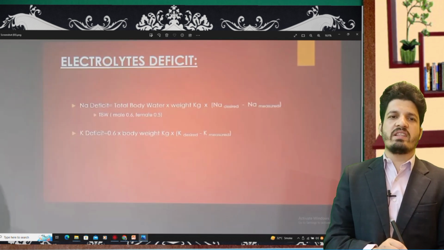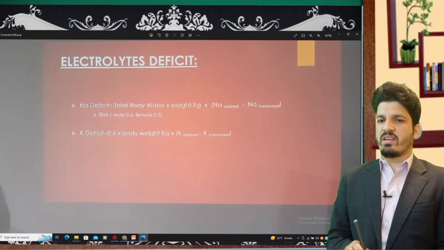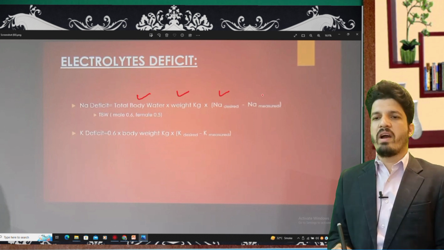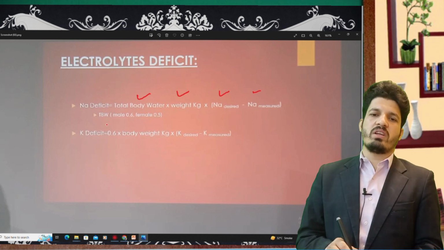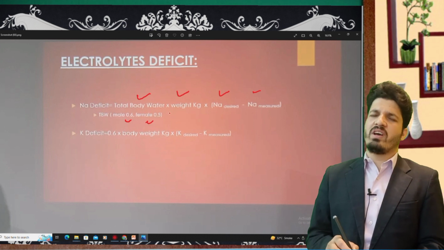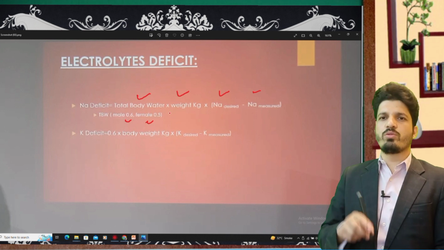To calculate the sodium deficit, you will use the formula: total body water multiplied by weight in kg multiplied by sodium desired minus sodium measured from the serum electrolytes. Total body water in males is 0.6, in females its value is 0.5. It will not make a lot of difference, so you can use both of the values.